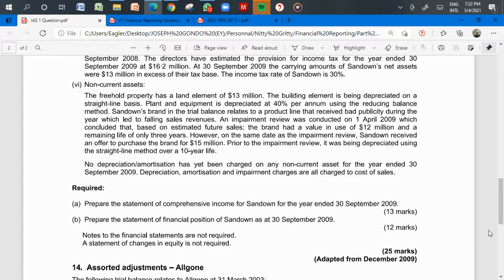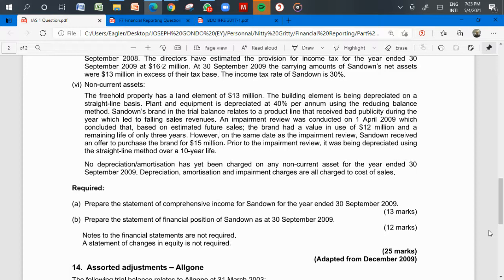The building element is being depreciated on the straight-line basis. Plant and equipment is depreciated at 40% per annum using the reducing balance method. Sundown's brand in the trial balance relates to a product line that received bad publicity during the year, which led to falling sales revenues. An impairment review was conducted on 1 April 2009, which concluded that, based on the estimated future sales, the brand had a value in use of 12 million and a remaining life of only 3 years.